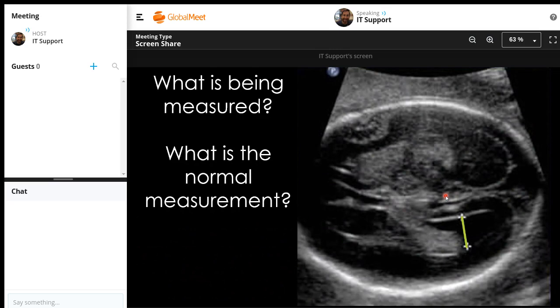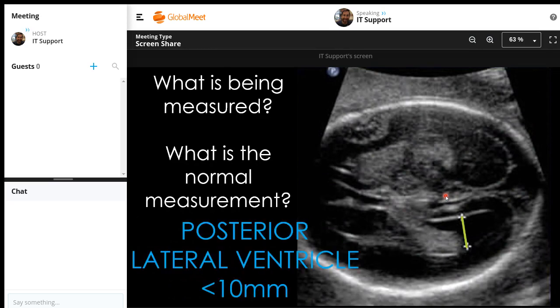What is being measured and what is the normal measurement? This is the lateral ventricle, more specifically the posterior lateral ventricle. Anything less than 10 millimeters is considered normal. When we're measuring the posterior lateral ventricle, we want to go perpendicular to the ventricle itself, and then we want to cross the very tip of the choroid plexus when we're measuring. This will give us the widest part of that ventricle.